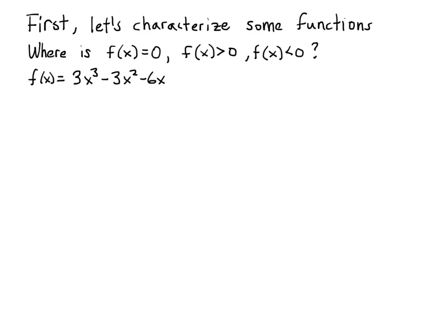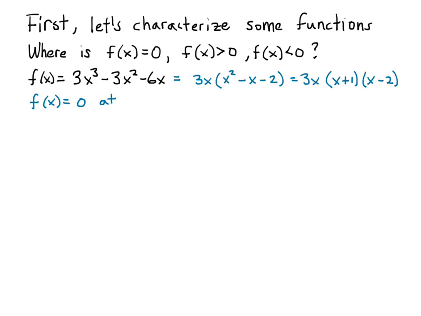So let's say we have this polynomial here. And I want to find the areas where this function is positive and where it is negative. So the first step is, let me factor it. I notice I have an x all the way through it, so I can at least factor that out, but I also notice there's a bunch of 3's and 6's, so I can factor out a 3x. Then I have x squared minus x minus 2, so that factors with these three intervals. Okay, so we know then that f of x equals 0 when x equals 0, x equals negative 1, and x equals 2.